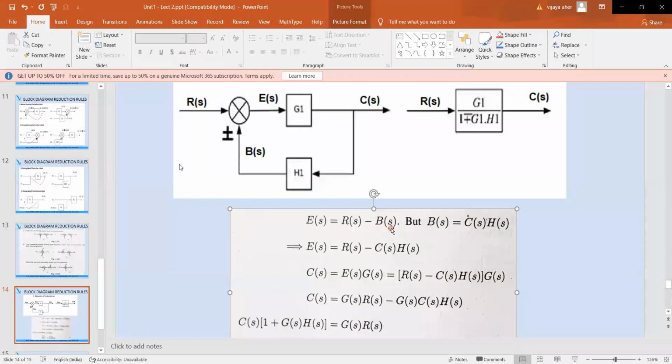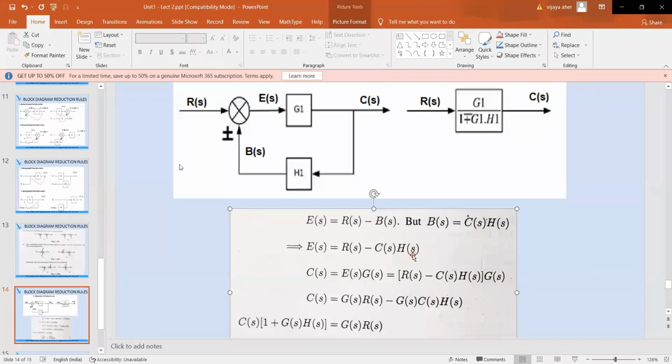Now look at what B(s) is, we have taken a sample. So you can write B(s) in terms of C(s). C(s) into H(s) is B(s). So the equation for the feedback signal is B(s) is equal to C(s) into the transfer function of the feedback element H(s). Now we put this equation over here. So your equation for error signal E(s) is R(s) as it is, minus C(s) into H(s). We have replaced B(s) with this equation, C(s) into H(s).